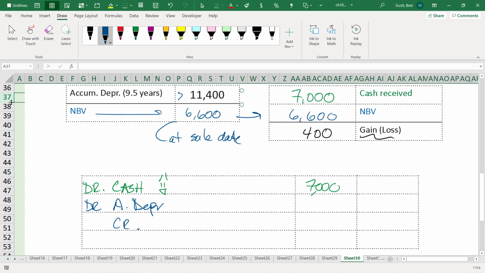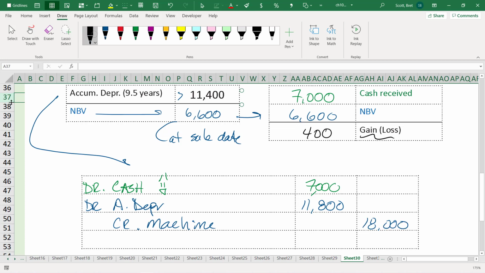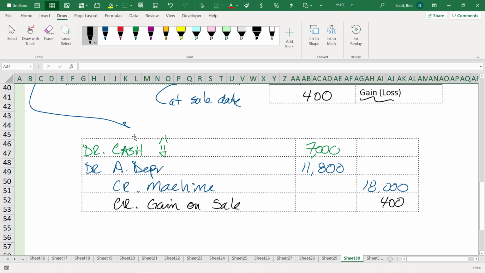Debit, get rid of accumulated depreciation. Get rid of the cost basis of the machine. Those things respectively were $11,800 from up above, and the $18,000 from up above as well, which means that as a plug figure, we must have had a gain. Call this one gain on sale because we actually sold it. If we dispose of it, that's one thing, but if we actually sell it, we can call it a gain on sale. The bottom line is, regardless of whatever the title is, it's a gain. In this case, it was $400, and that transaction balances.